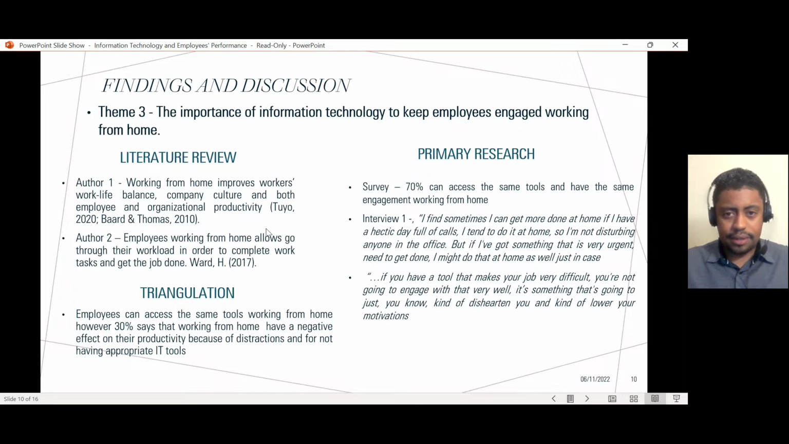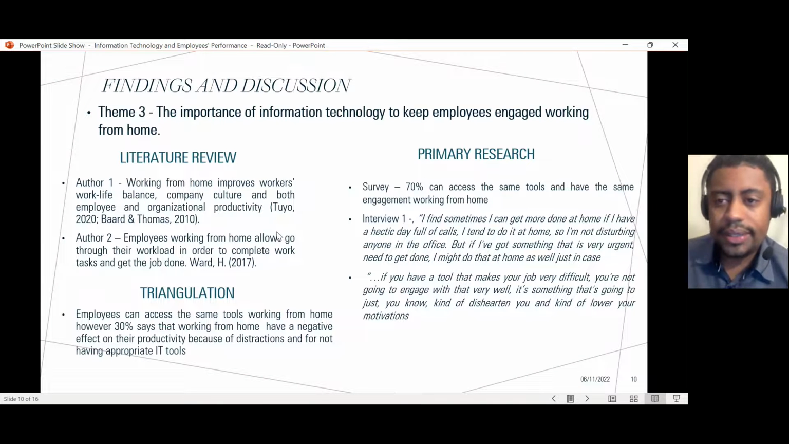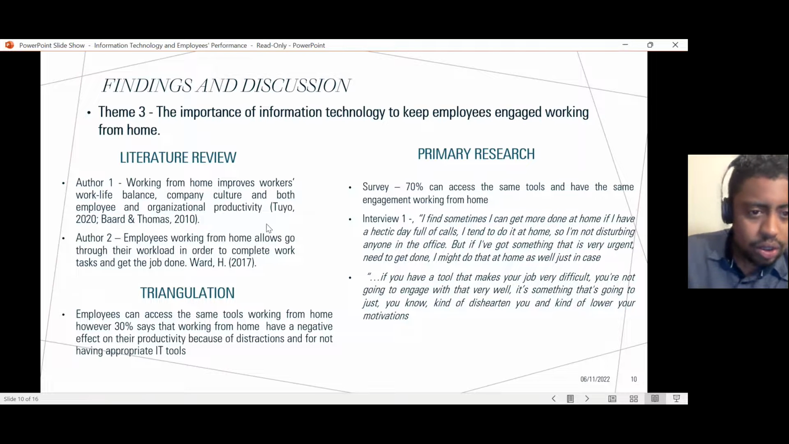Third theme, the importance of information technology to keep employees engaged working from home. So the literature review, yes, said that working from home can improve the work-life balance, company culture, and both employees' and organizational productivity. And working from home allows employees to go through their workload in order to complete a work task, to get the job done. Yes, 70% can access the same tools and have the same engagement working from home. However, we need to understand the 30%.